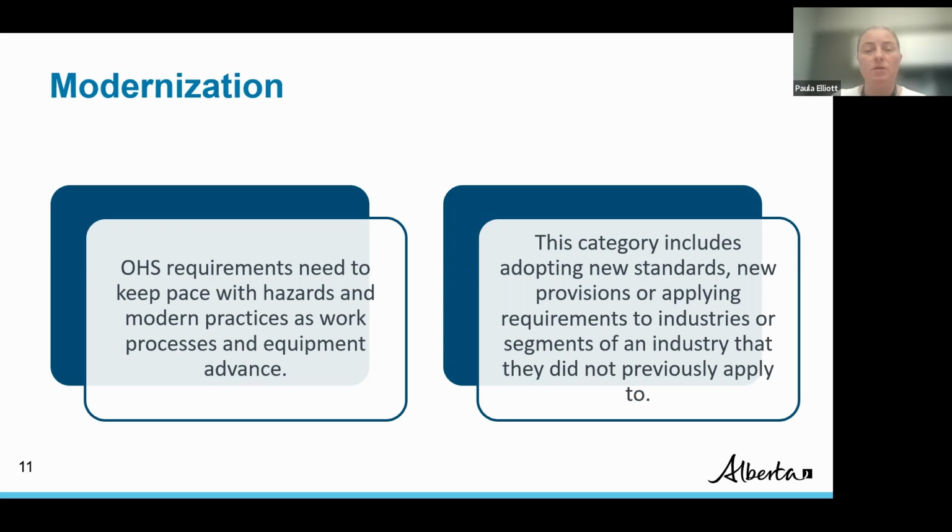Modernizing OHS legislation also involves adopting new standards or applying requirements to industries or segments of industry they didn't previously apply to. An example of this is in Part 36 for mining. We made a change so that some areas that previously applied only to underground coal mines now will apply to underground mines. Currently, Alberta only has underground coal mines, but the potential for other types of underground mines is possible, and legislation needs to be relevant to future conditions.